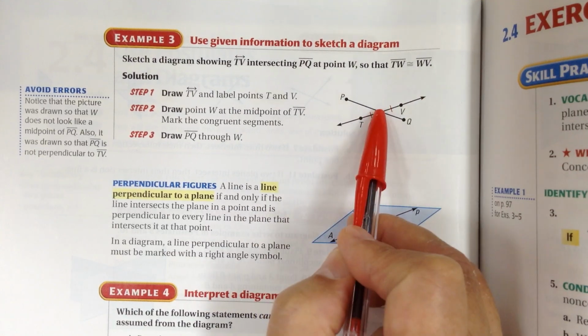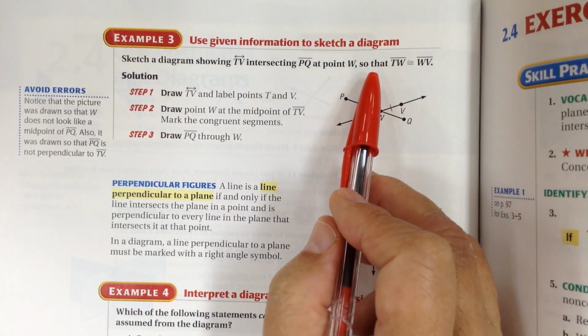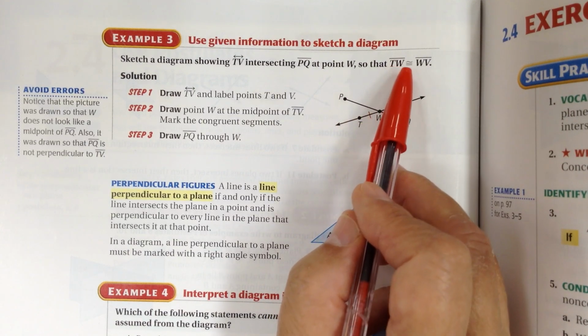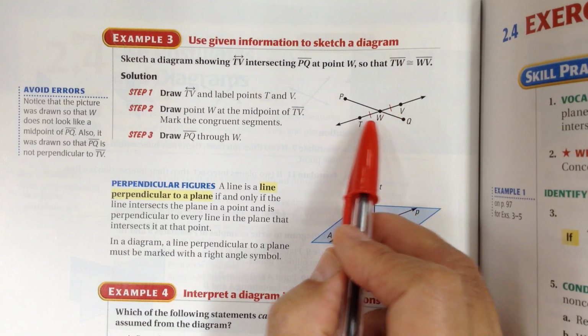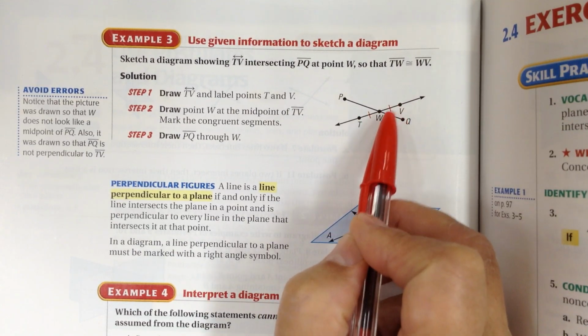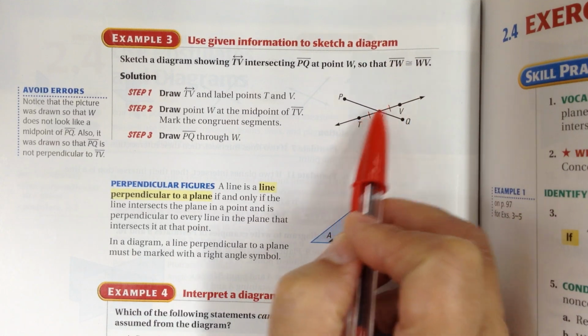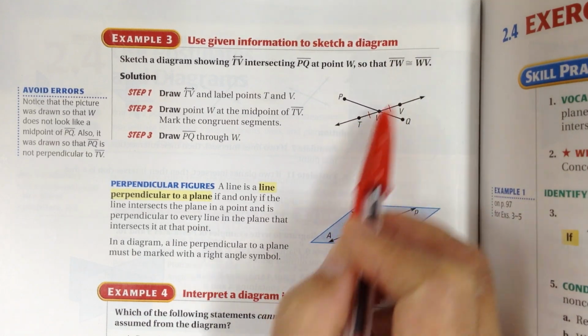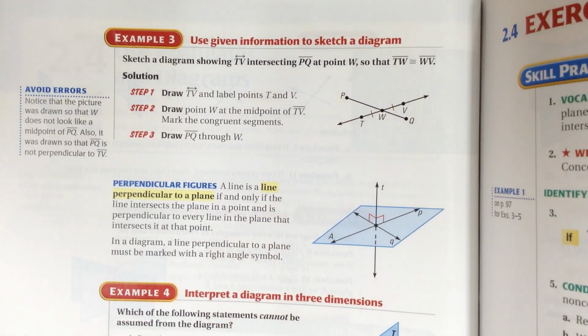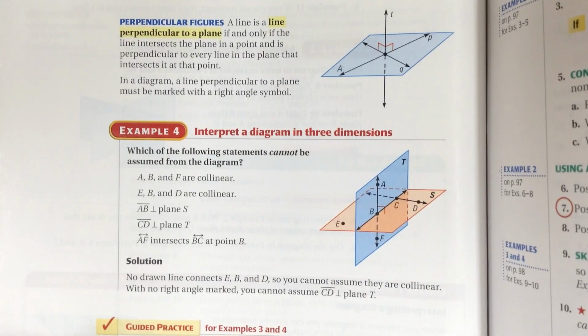So that's your picture. Next, you also want to draw it so that the segment TW is congruent to WV. So once you get W, you put a T over here, you put a V over here, and since they're congruent, meaning the lengths are the same, you put a little hash mark. So that's how you indicate they are congruent, by using the red hash marks.